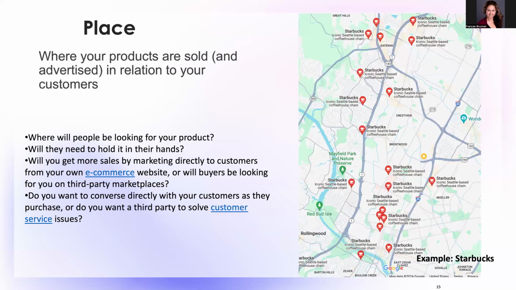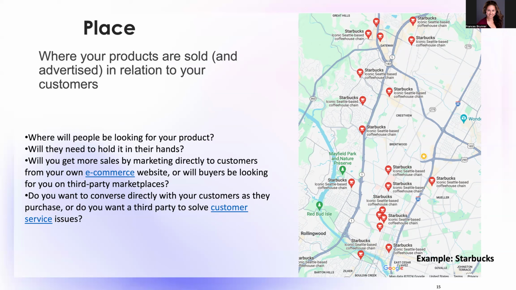Place. Place is wherever your products are sold and advertised in relation to your customers. So where, at what time, and in what place is your product convenient or helpful to individuals? If it's something they need to hold in their hands, what is the availability to get your product to the customers? Now, will you get more sales by marketing directly or using your website? Or are buyers looking for your products through third-party marketplaces? Think about avenues like DoorDash.